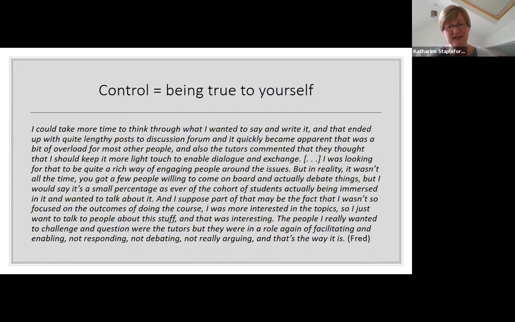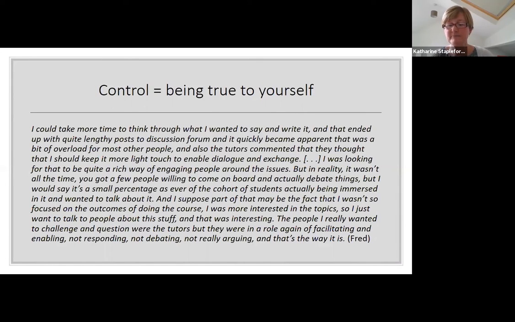And there wasn't much engagement from his co-learners. In fact, his tutors recommended that he tone it down, that he rein it in a bit. And this ultimately resulted in him feeling constrained. After this incident, he didn't feel he was able to engage in the way that he wanted to. He felt that he had to take a step back so as not to overpower people.